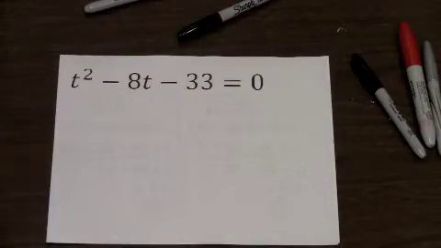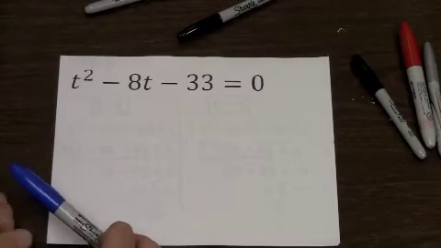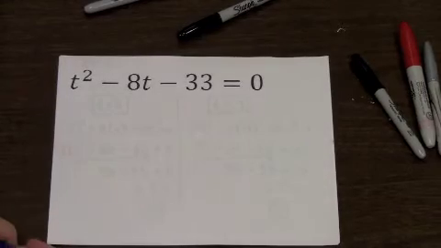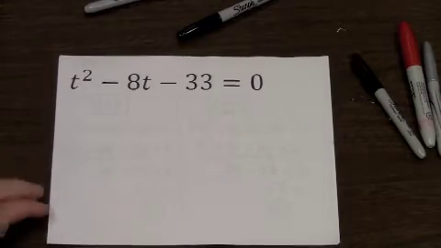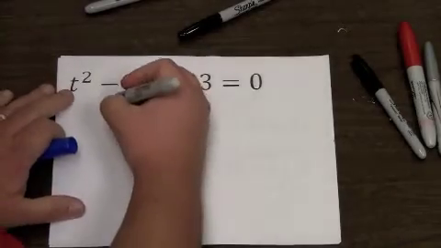Okay, let's keep track. All right, the next problem we have is t² minus 8t minus 33 equals 0. First thing we ask is, is there a GCF? There's not a GCF. So we go down our flow chart. How many terms do we have? We have 3 terms. So 3 terms means we test, do we have an a value of 1? And we do. So we're going to work this out using the MA method.